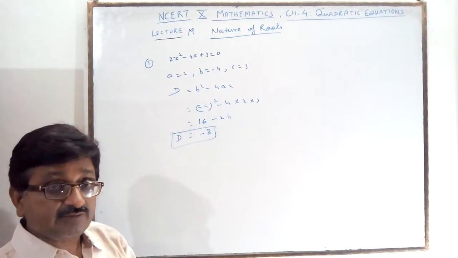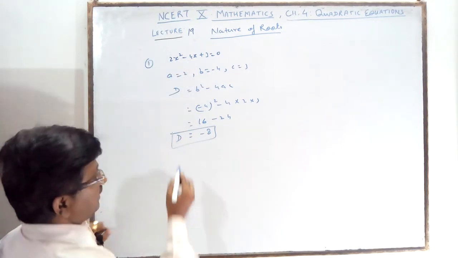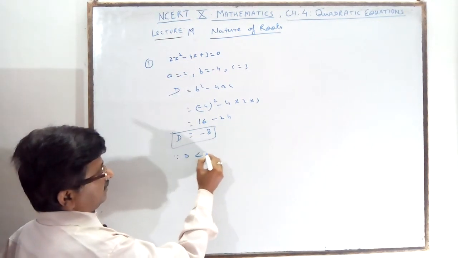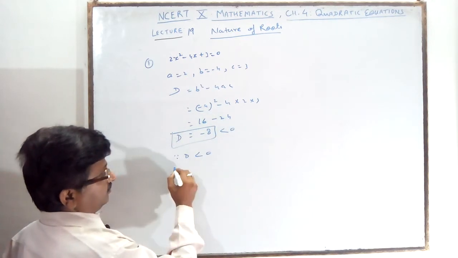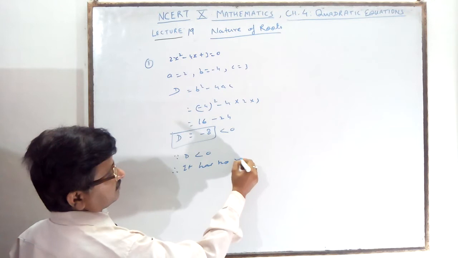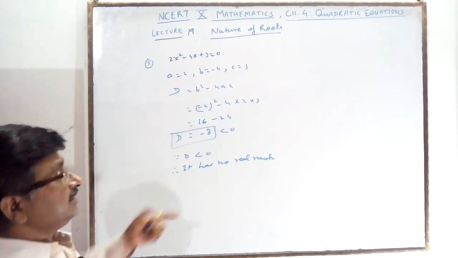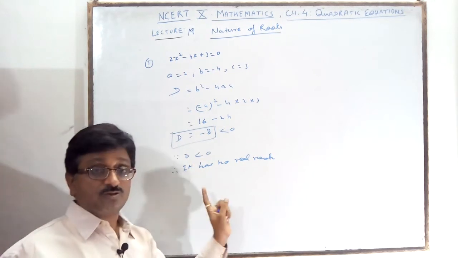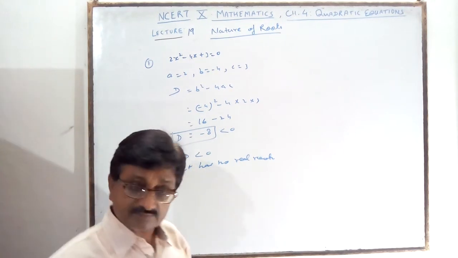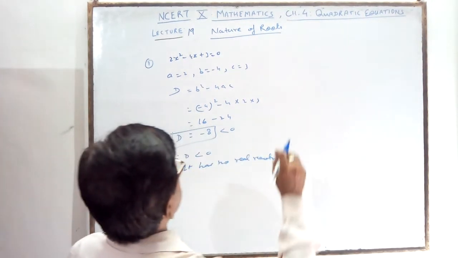Suppose your question is find the nature of root, then you do this, and because D is less than 0, it has no real root. These are solved. If it is a 4 mark question, then also you will finish at this place. Very simple. Find the nature.